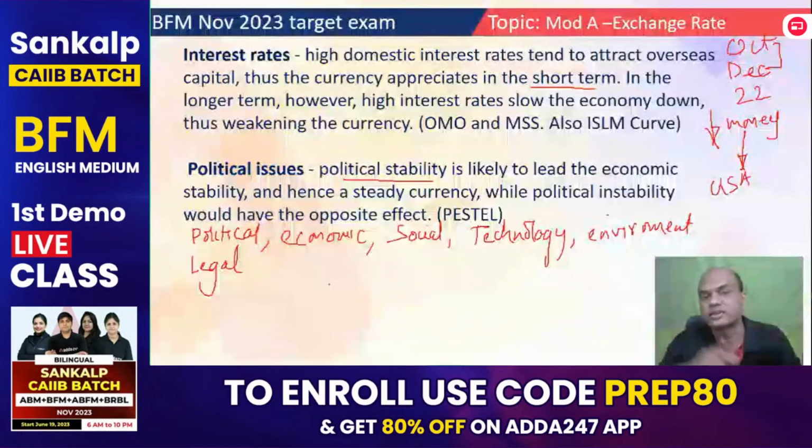Now, interest rates. Higher domestic interest rates tend to attract higher overseas capital, thus the currency appreciates in the short term. It means, if the interest rates in any country are higher, then funds tend to flow towards that country. If you look at October to December 2022, the USA was on an increasing spree. The USA kept increasing their basic rates, repo rates. So what happened? Funds from stock markets all over the world moved to the US.